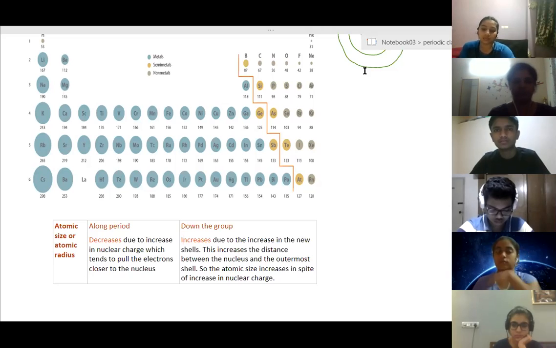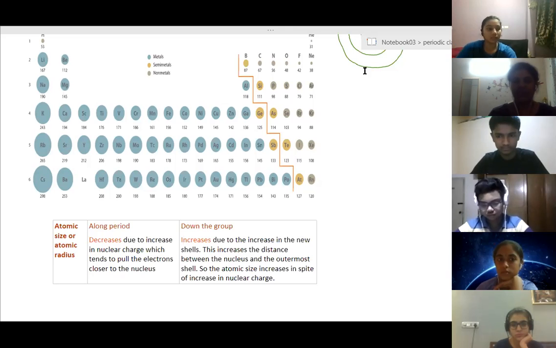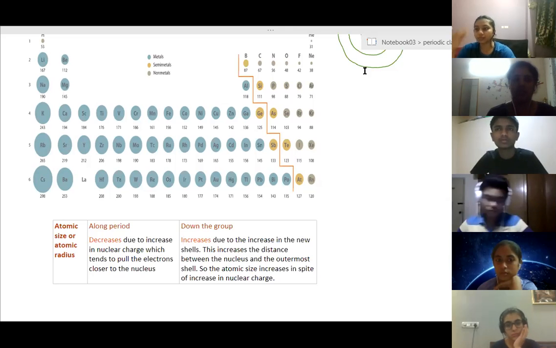Down the group, the valence electrons' distance from the center increases, so the force of attraction from the center decreases. So losing an electron will be easier. So as we move down the group, the tendency to lose electrons increases. Therefore metallic character increases down the group and decreases along the period.